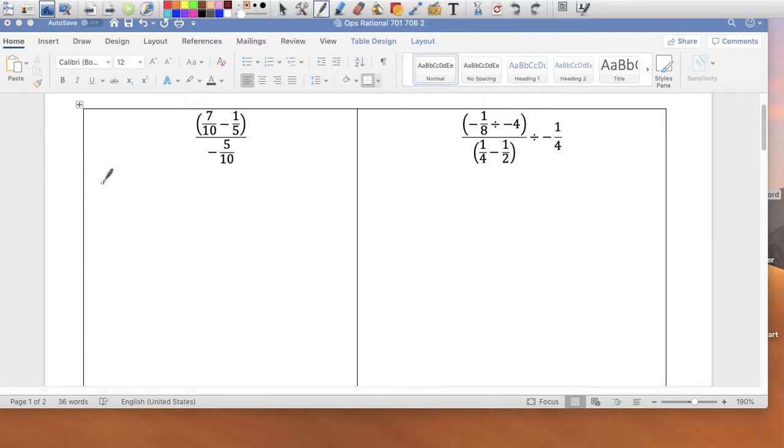So, si ustedes quieren, escríbanlo. Perdón, escríbanlo así. 7 sobre 10 menos 1 sobre 5 dividido por negativo 5 sobre 10. Si lo quieren, escriban así. Entonces tenemos que, we have to subtract first and then divide. So here, find the common denominator, which is 10.